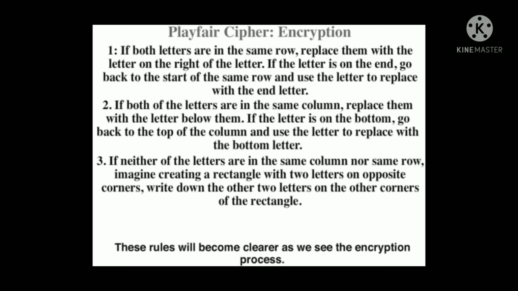Number 3. Neither of the letters are in the same column nor the same row. Imagine creating a rectangle with the two letters on opposite corners. Write down the letters on the other two corners of the rectangle. These rules will become clearer as we see the encryption process.